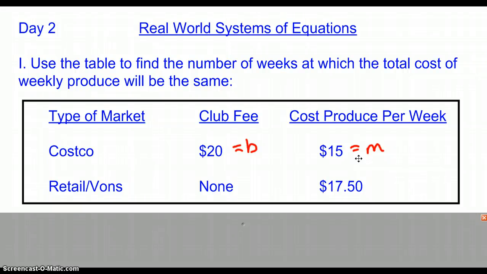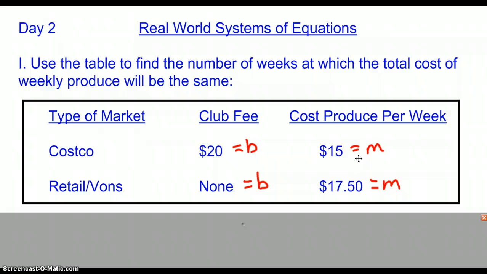Okay, so we could say the same thing for the equation we want to write for Vons, right? We have a rate down here, $17.50 per week, and a starting point. The starting point for Vons is none. And what would none be as a number? You got it, it's $0. So we can simply take the information given and put it in the form of an equation. And let's see what we have.